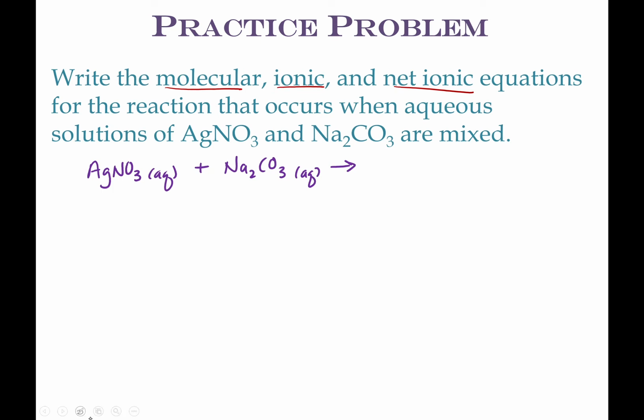So what we need to do first is predict the products. Cation A, anion B, cation C, anion D. So we're going to get AD plus CB. So A is silver and D is carbonate. C is sodium ion and B is nitrate. So we crisscross these down and we get Ag2CO3. And here we get NaNO3.